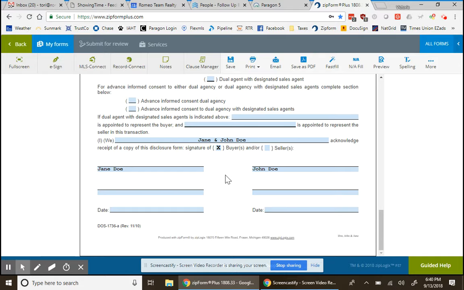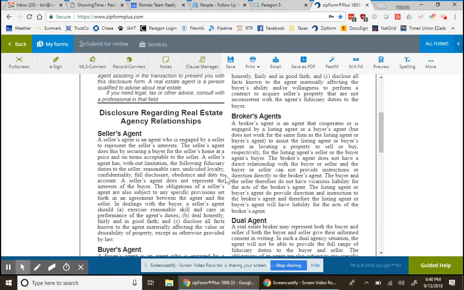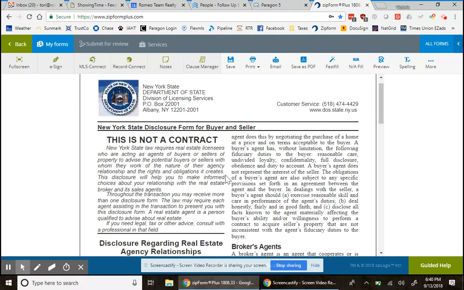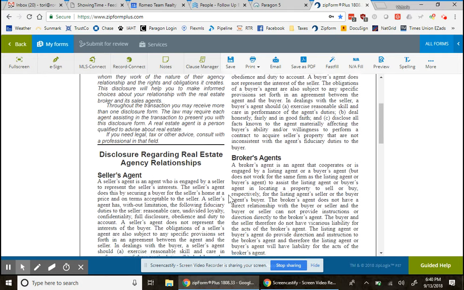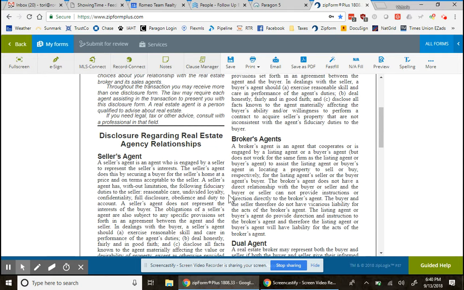Okay, and so going over the New York State agency disclosure, what I always tell people is, first off, this is not a contract. It says in big bold letters right at the top, this is not a contract. This has nothing to do with commission or getting paid. This is a consumer protection document. New York State wants to make sure that you know who I represent. On this particular property, I am not the listing agent, okay?